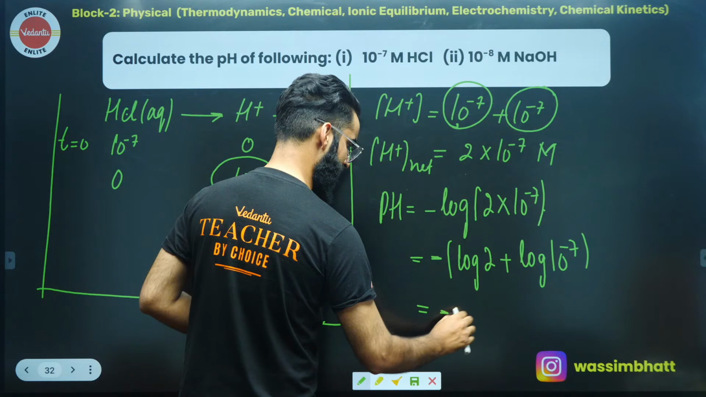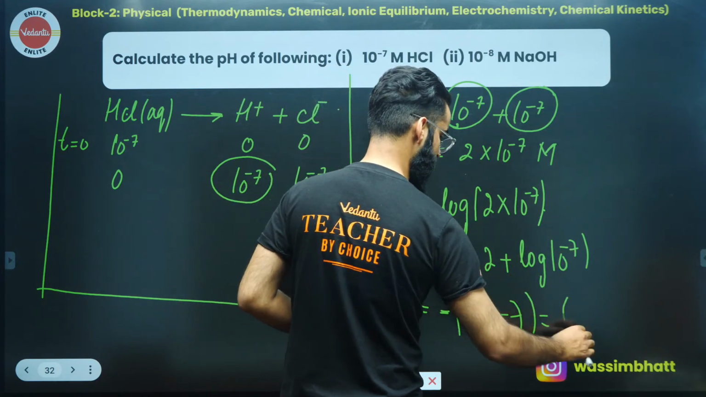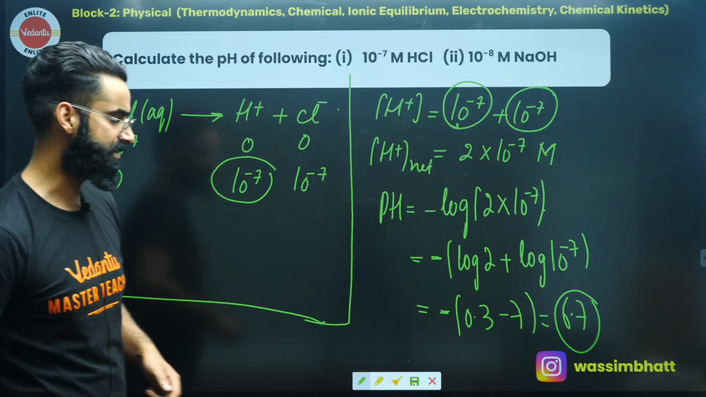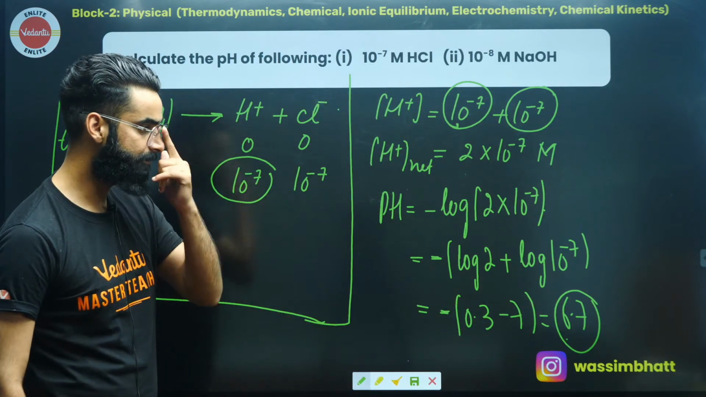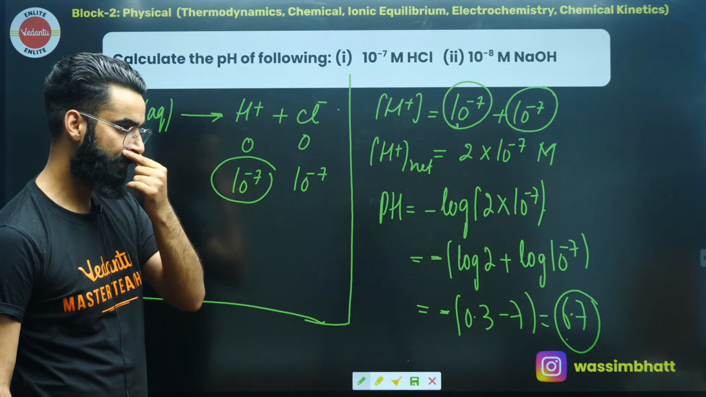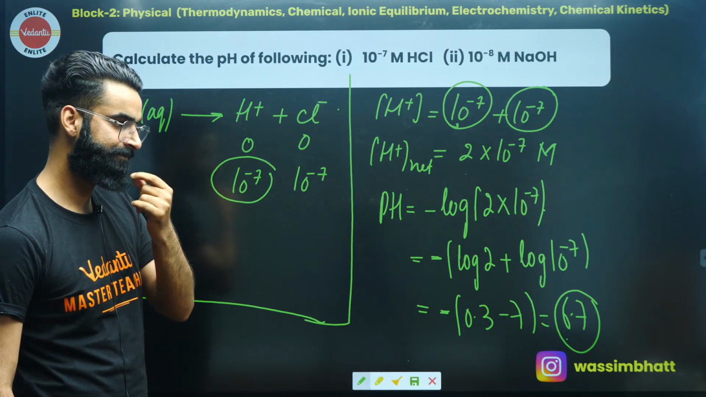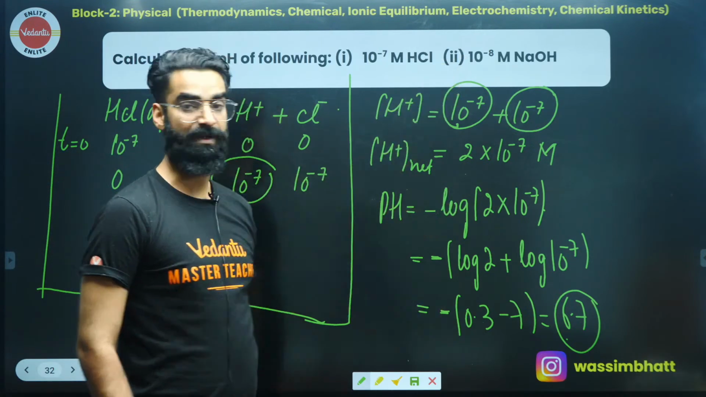Perfect. So it's going to be minus times. Log of 2 is 0.3, and log of 10 raised power minus 7 is minus 7. So the final pH of the solution comes out to be 6.7, right? So this is the final answer of the question. 6.7 is the resulting pH of the solution. That's all, right? Clear to everyone? Absolutely, guys. Wonderful. Let's have a look at one more question.